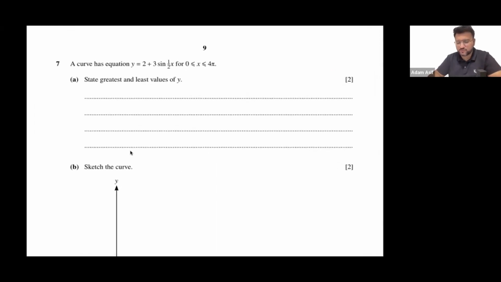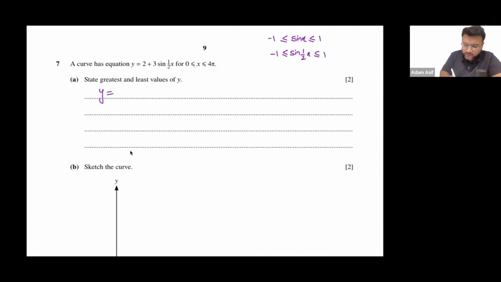A curve has equation y equals 2 plus 3 sine half x. The domain given is from 0 to 4 pi. We need to find the greatest and the least value of the function. Please remember that whether it is sine x or sine half x, sine half x is just a horizontal stretch. It doesn't affect the range. So since sine x is between -1 and 1, sine half x is also between -1 and 1.